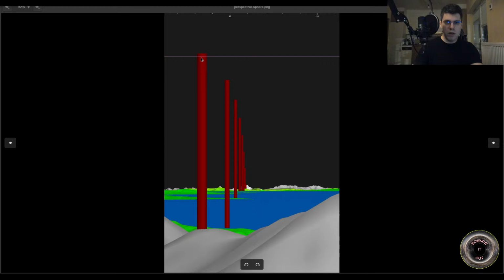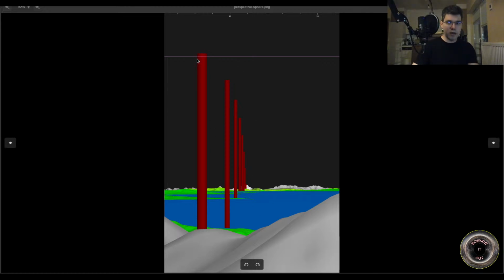Each and every one of these cylinders is 3 kilometers tall, so the top of it is 3 kilometers above sea level. By the way, this purple line represents eye level, so this is horizontal. You can see that the horizontal intersects the first pole here, and every other pole doesn't even intersect horizontal, because of the drop of a curved surface.